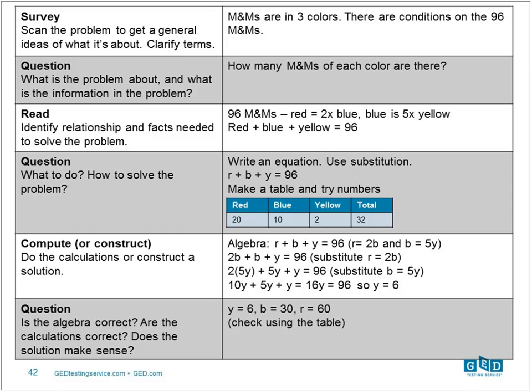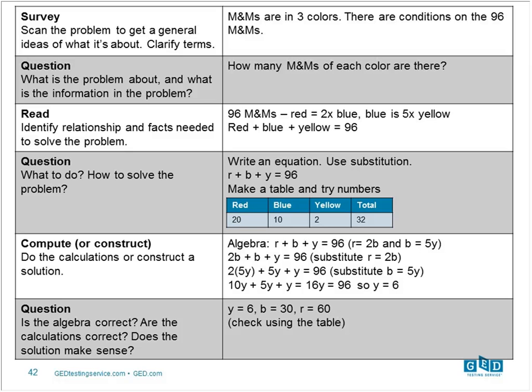So now we go back and we say, okay, I've got to look at what my relationships are and what the facts are. So one of the facts of the problem is that we know red plus blue plus yellow equals 96.